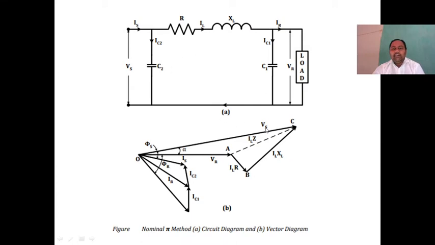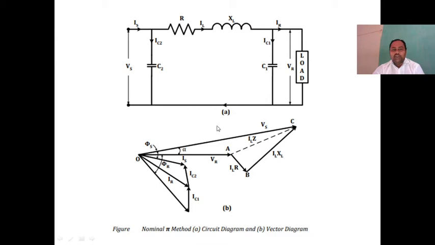So finally, the sending end voltage Vs is the vector sum of Vr plus ILR, ILX. That is nothing but ILZ. Vr plus ILZ is nothing but the sending end voltage. Point O2C represents the sending end voltage. O2A represents the receiving end voltage. The phase angle difference between sending end voltage and sending end current is phi s.